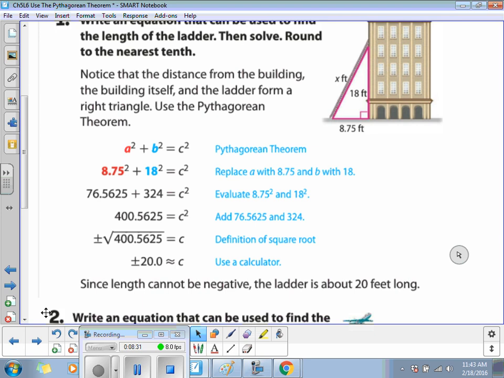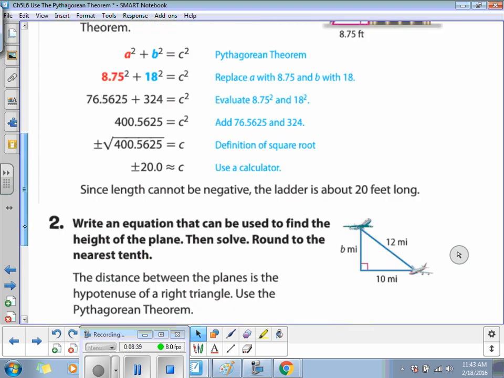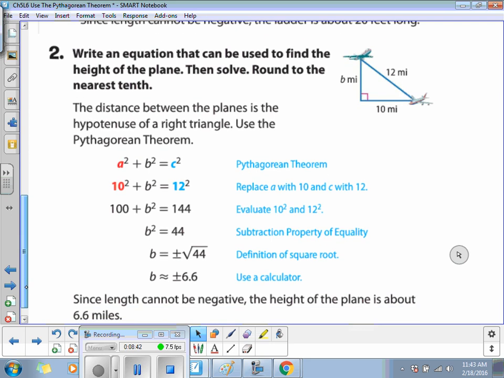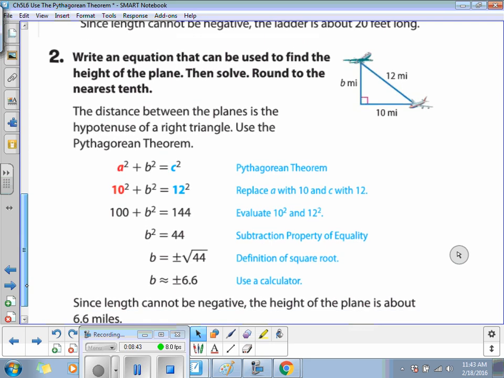No, it's just a positive, because you cannot have a negative length of the ladder, right? Okay. Same thing when you are trying to find the distance.